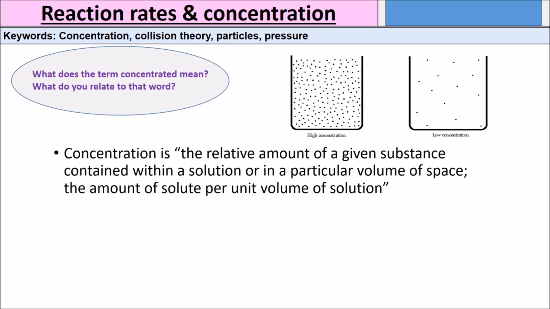So think about it in terms of squash. If you like quite a weak squash, you won't put much squash in, but you'll put lots of water in. But if you like a strong squash, a high concentration of squash, you'll put lots of squash in the glass with not as much water. So it means that there'll be more squash particles to water particles in a high concentration of squash than if, for example, you had a low concentration of squash, where there'd be less squash particles.